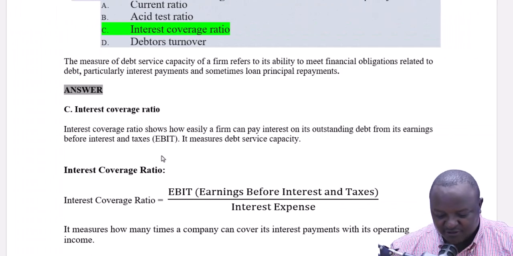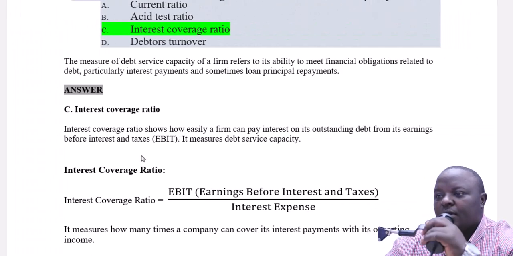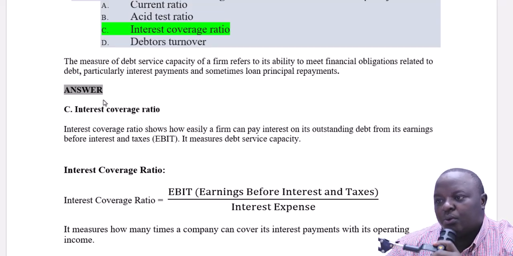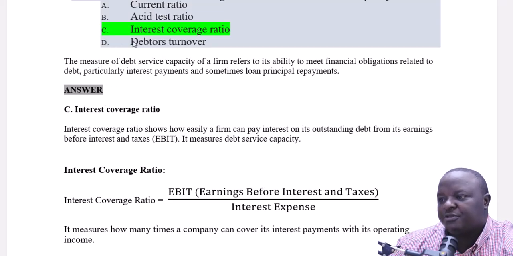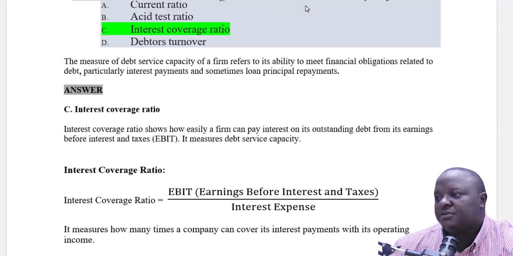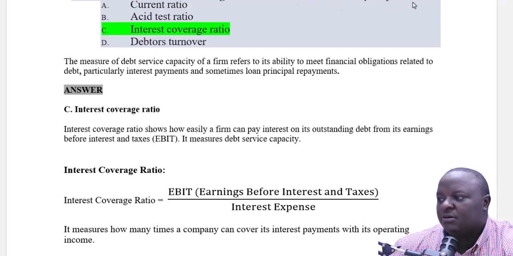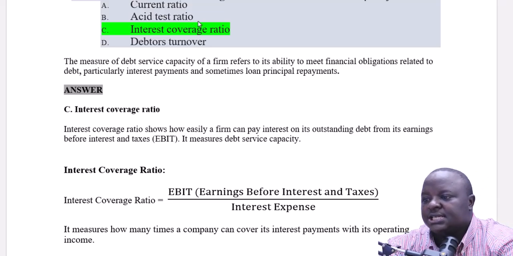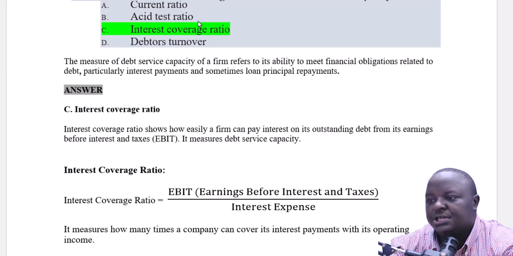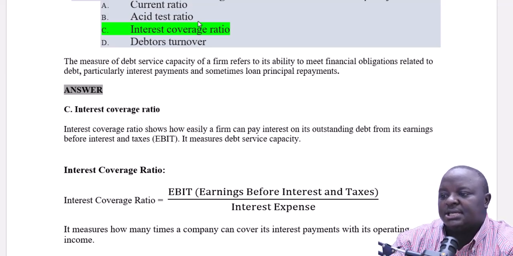Now, question 11. Which one of the following is a measure of debt service capacity of a firm? The current ratio, the acid test ratio, the interest coverage ratio, the debtors turnover.